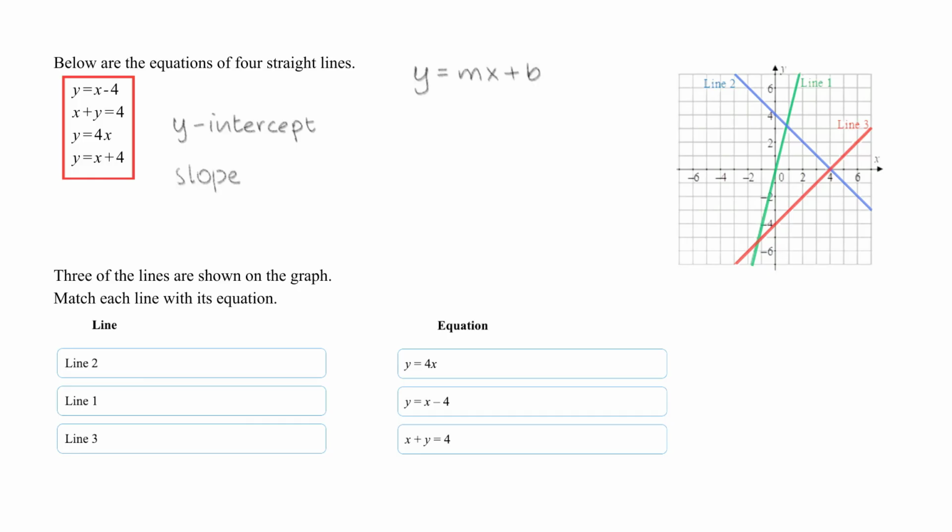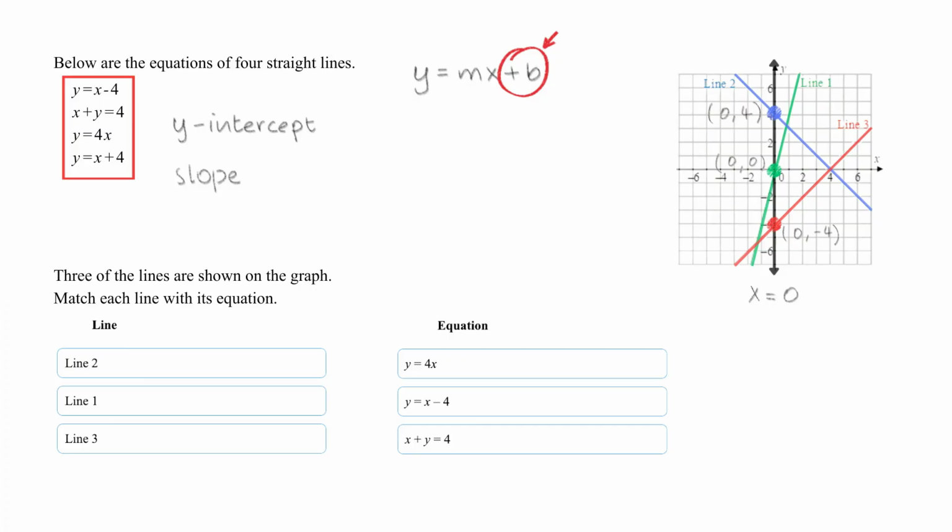The y-intercept is the number at the end of an equation in y equals mx plus b form. It tells us exactly where the line hits the y-axis when x is 0. Line 1, green line, it crosses the center line, so it hits right at 0. Line 2, blue line, it crosses the center line at 4. Line 3, red line, it crosses the center line at -4.